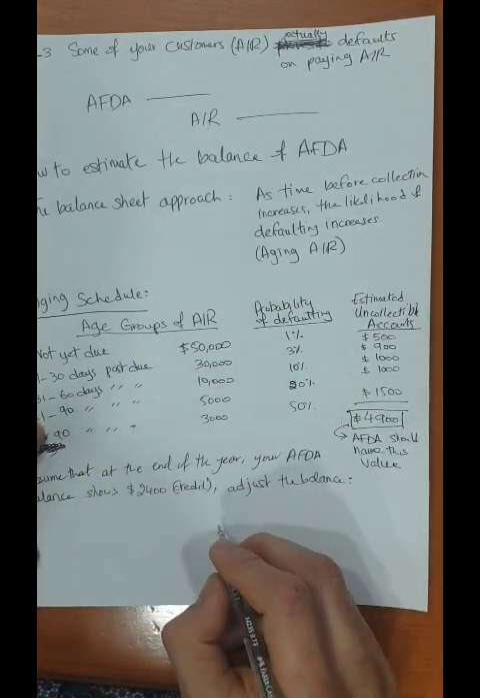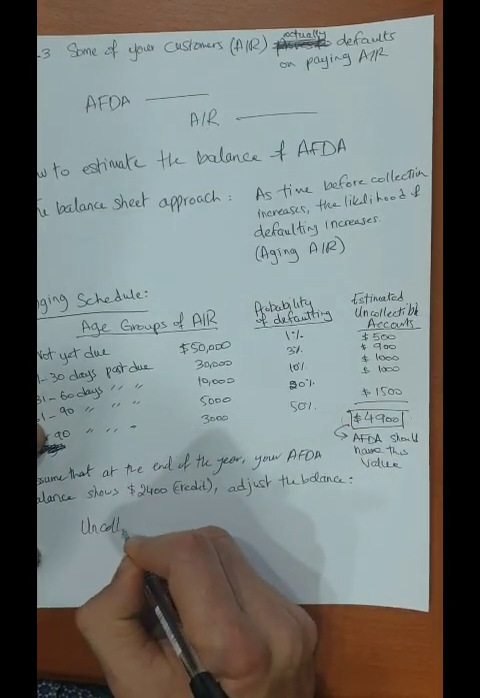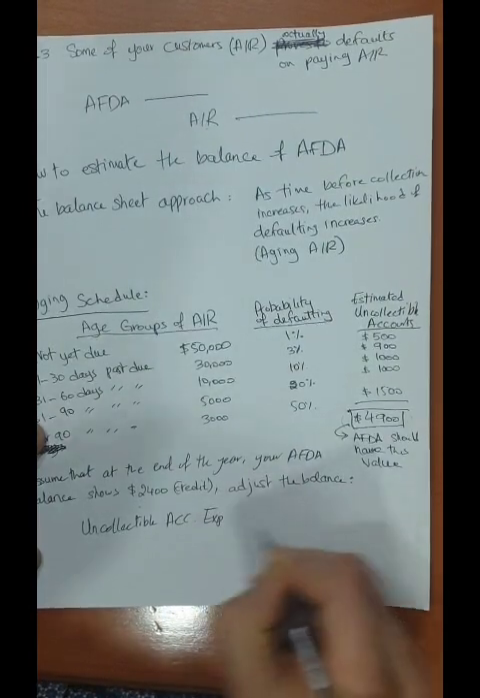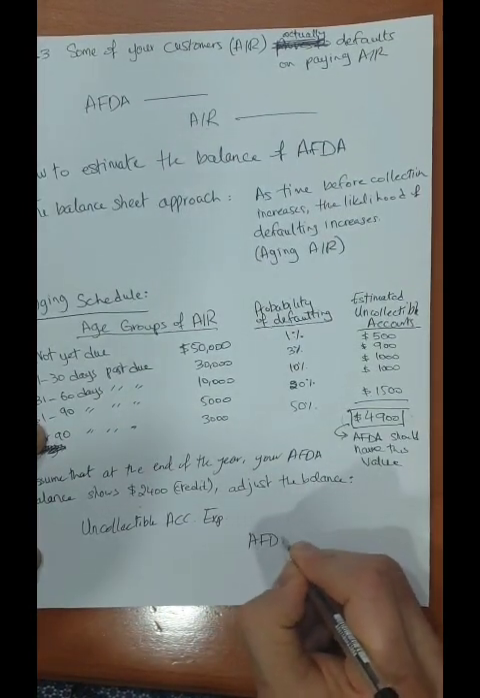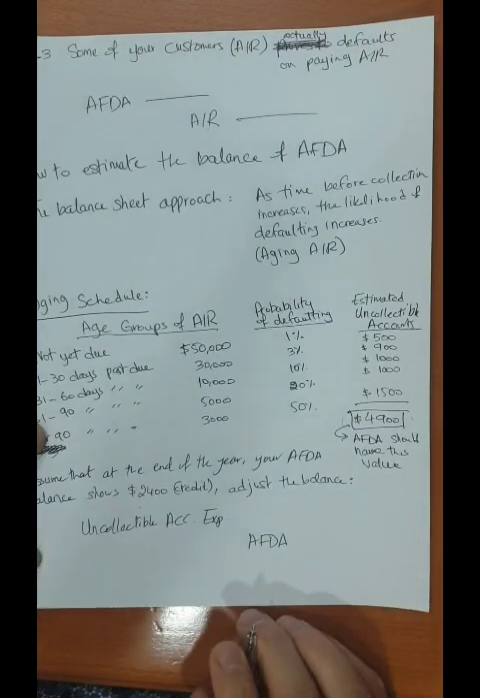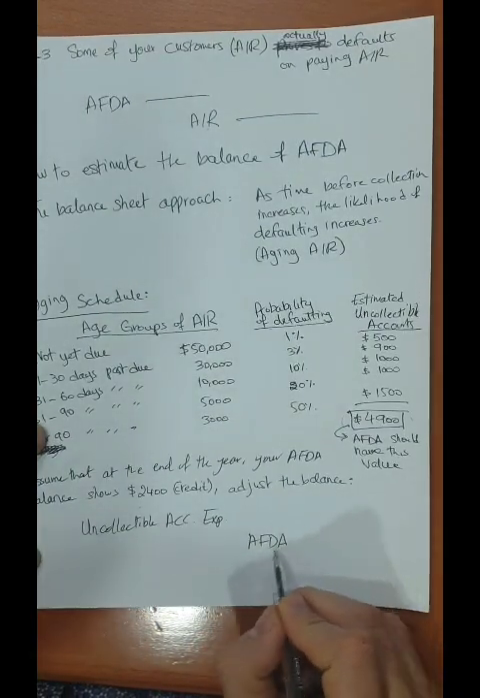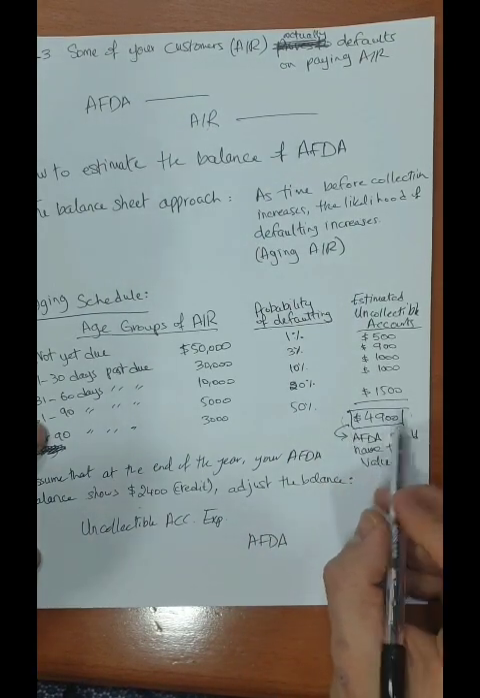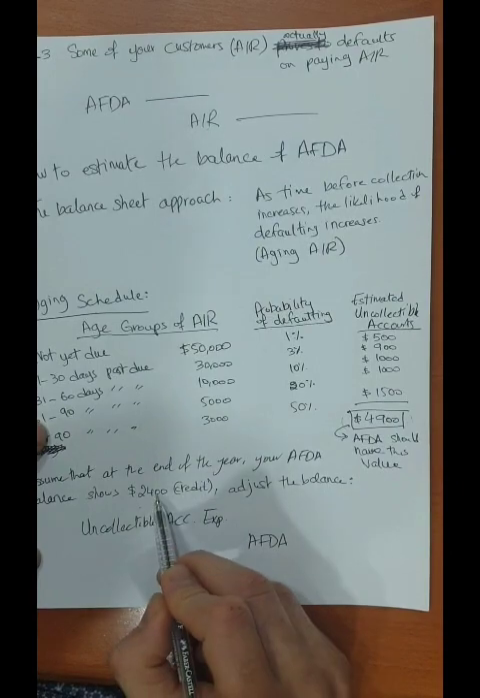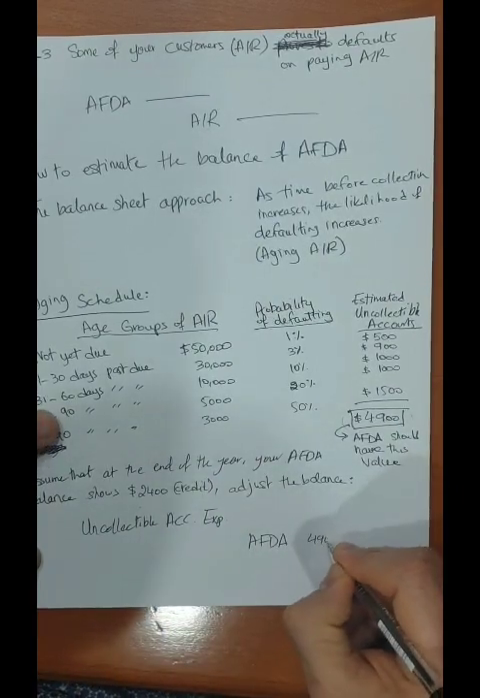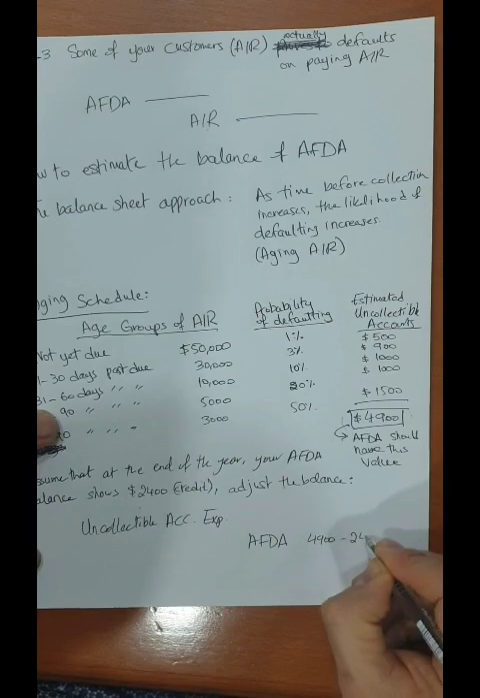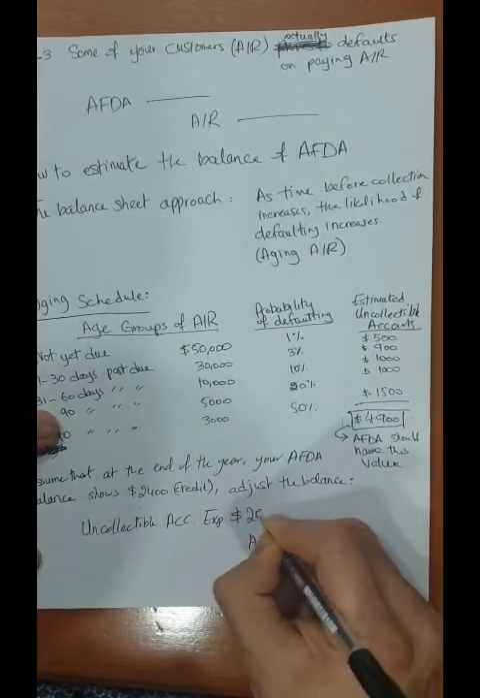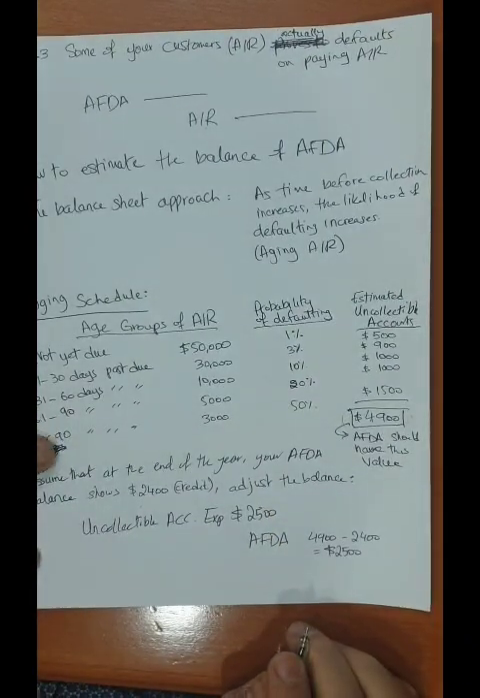All you need to do is to increase your expense, which is the uncollectible account expense. So my expense is increased and my AFDA is now refilled. You know, when you go to the restaurant and you have a refill, the same thing. Your AFDA account is topped up by how much? 4,900 minus the existing 2,400, and this is $2,500, and the same value appears in the expense.